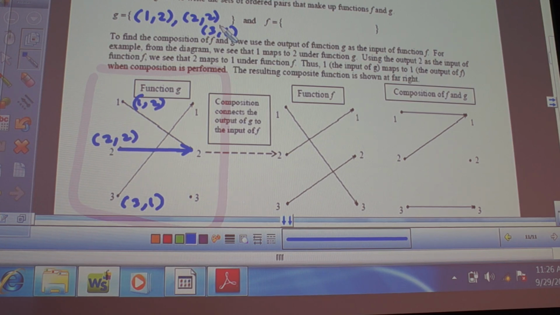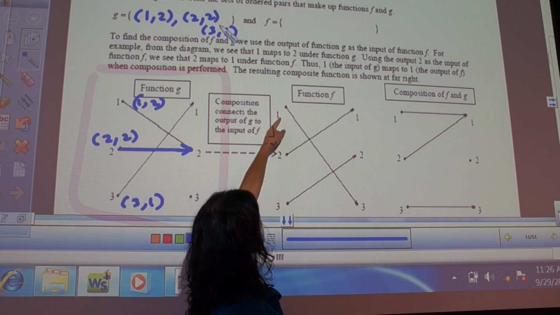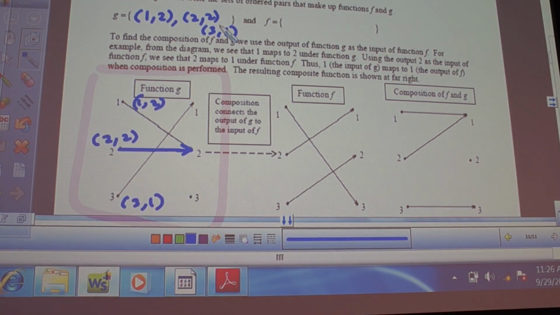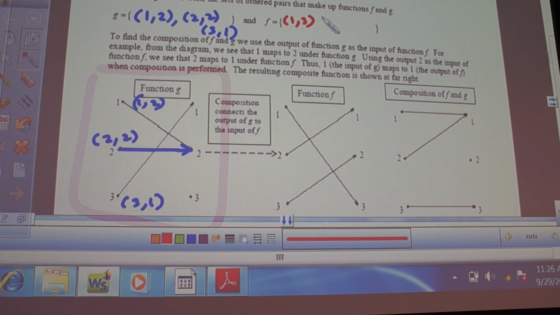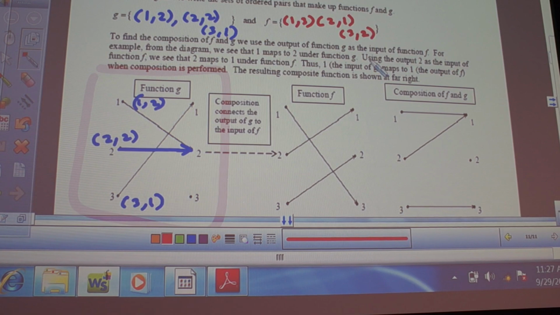Okay? Now F, what happens with F? 1 goes where? 3. So 1 has an output of 3. 2 has an output of what? 1. Shania, what did you get for the last one? 3 has an output of what? 2. Good? So those are our points. Is everyone following where we're going with this?